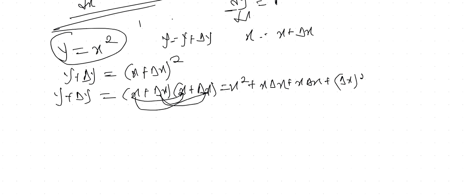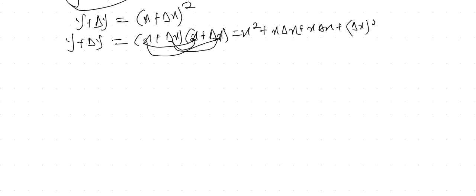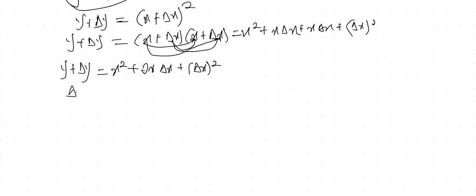Then we'll have that y plus change in y is equal to x squared plus 2x change in x, then plus change in x squared. Okay, then at this point we can collect the like terms. So we are going to have change in y will be equal to x squared plus 2x change in x, then plus change in x squared minus y. Okay, this is plus y, it becomes minus.